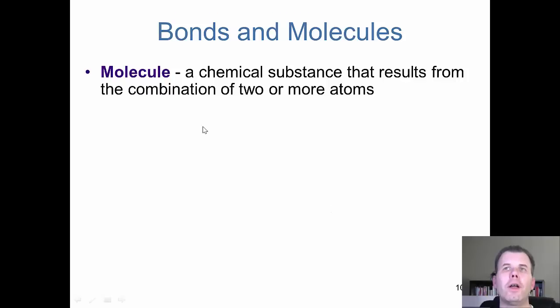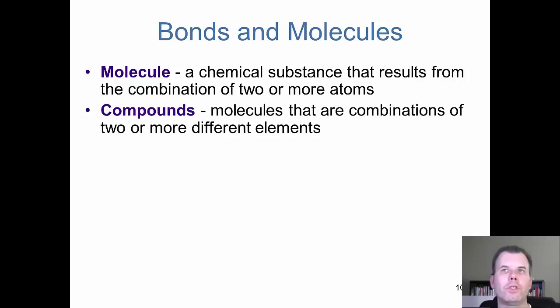Okay, so when we talk about bonds and molecules, we have a molecule, and this is a chemical substance that results from a combination of 2 or more atoms. Okay, so we're either talking same atoms or different atoms. So like when we were talking about hydrochloric acid, you had the hydrogen and the chlorine, that is a molecule. Okay, now you also have compounds, which are molecules that are combinations of 2 or more different elements. And so this is, again, when you talk about it. So this can be interchanged a lot of times, so I interchange molecule and compound quite a bit.